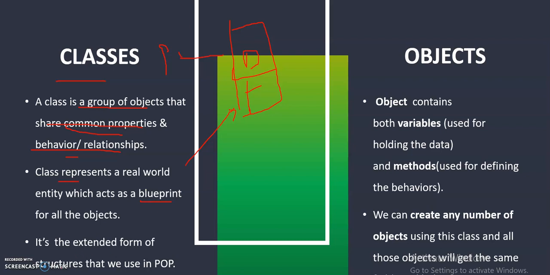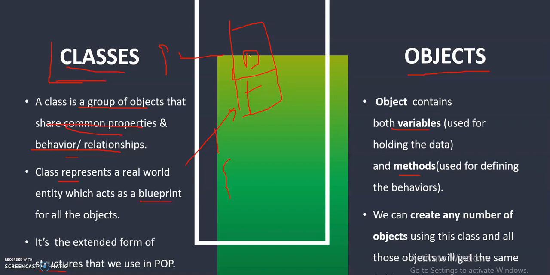It is the extended form of the structure that we use in POP, the procedure-oriented programming language, like C. In C we have a topic that is structure, where we use structures as our classes, but it is not a good idea. So we use classes here in OOPs. It is the extended form of structures and it contains many other features too. Okay, so remember this. Here is a big difference between classes and structures. So, like we started with objects, an object contains both variables and methods together.